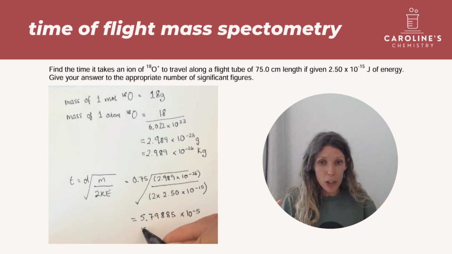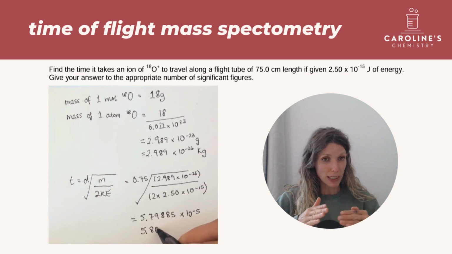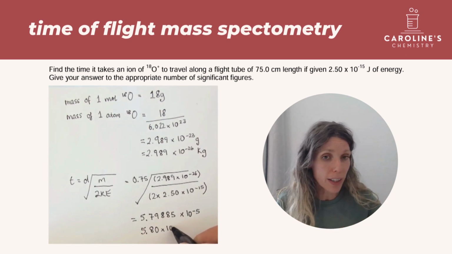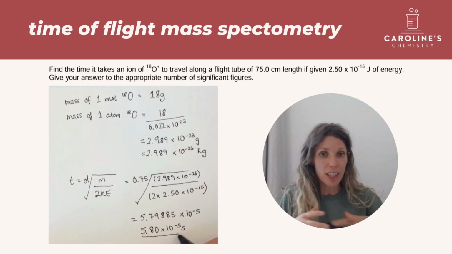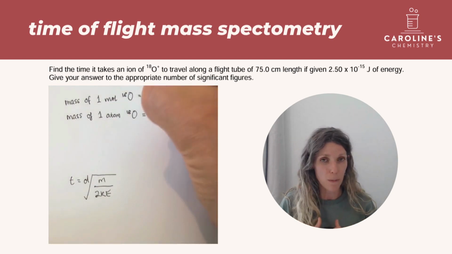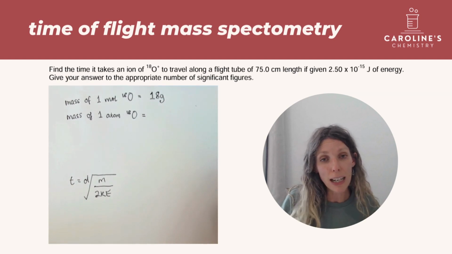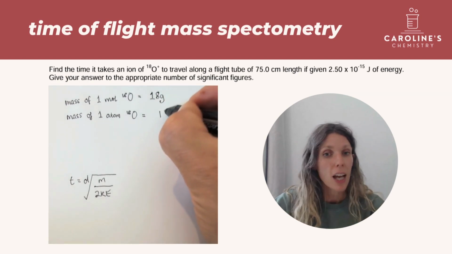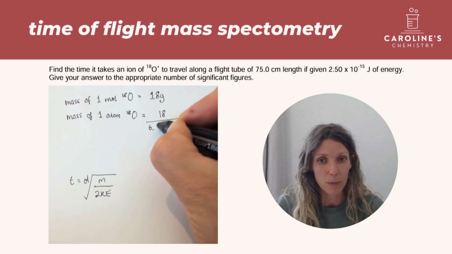So read the question again and look at what is the smallest number of significant figures, because you can't give an answer that is more precise than the data that you first worked with. So 75.0 is 3 sig figs and 2.50 is 3 sig figs. So we give our overall answer to 3 significant figures.